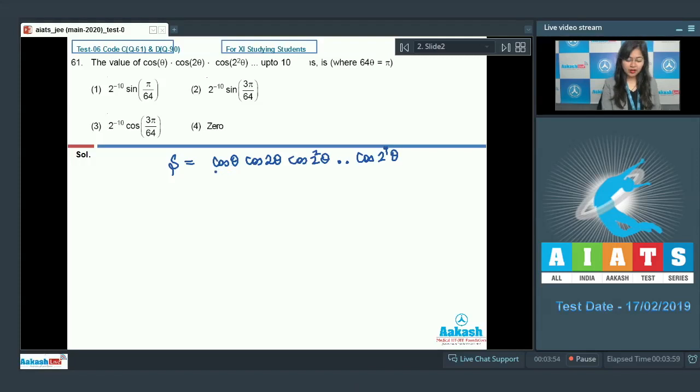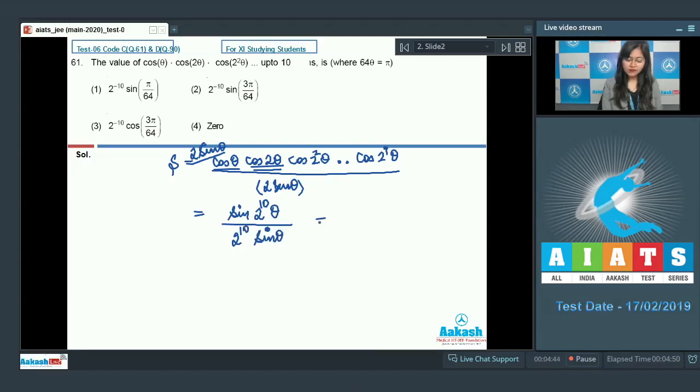Now, if I multiply and divide by 2 sin theta, in the numerator here I will have 2 sin theta. Now, 2 sin theta into cos theta can be clubbed and written as sin 2 theta. Similarly, again multiplying and dividing by 2, we will get sin 4 theta and so on. So this will be equal to sin of 2 raised to the power 10 theta upon 2 raised to the power 10 into sin theta.